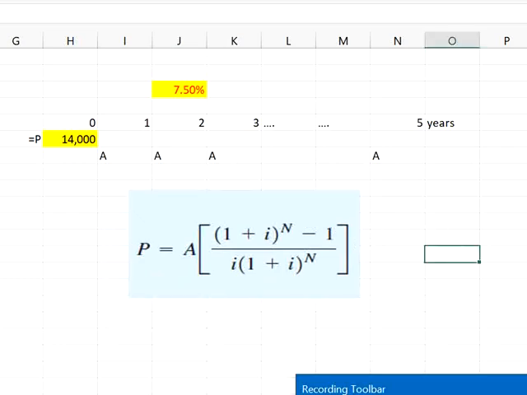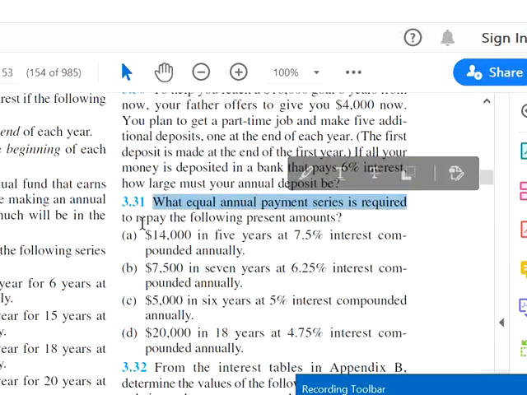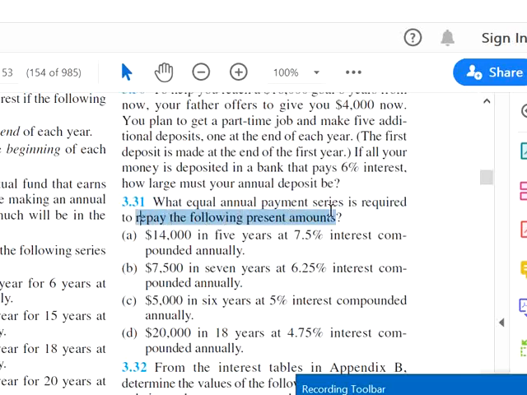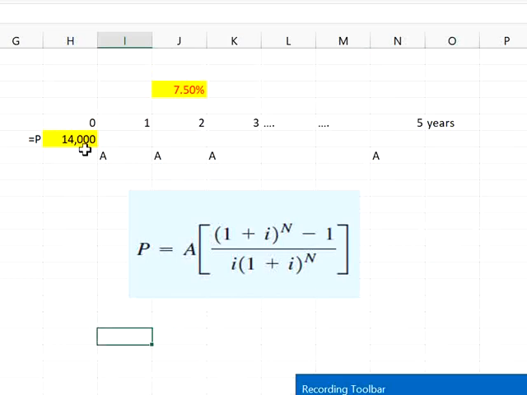Understand how to make a difference with this question. What equal annual payment series is required? So you have to find A to repay the following present amount. The present amount is given very clearly in the question, 14,000 in 5 years, part A, right? If you have to return this 14,000, imagine today you took a loan of 14,000, so how much must be your equal annual installment? You purchase a car for 14,000, what must it be? This is how installments are basically calculated.